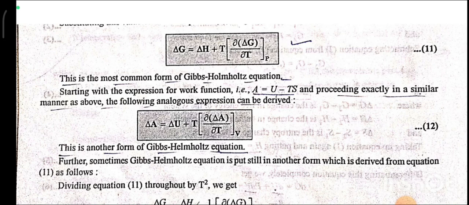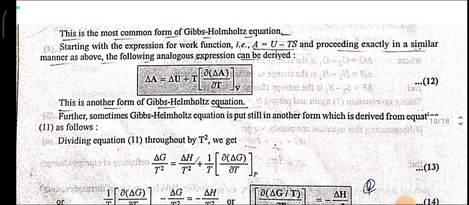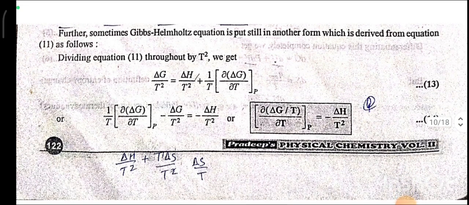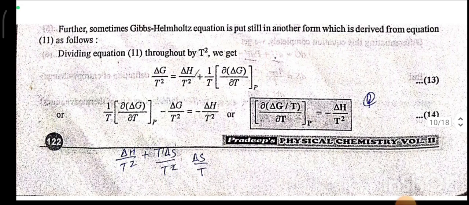ΔA = ΔU + T(∂ΔA/∂T) at constant V. This is another form of the Gibbs-Helmholtz equation. Further, sometimes the Gibbs-Helmholtz equation is put in still another form, which is derived from the equation.